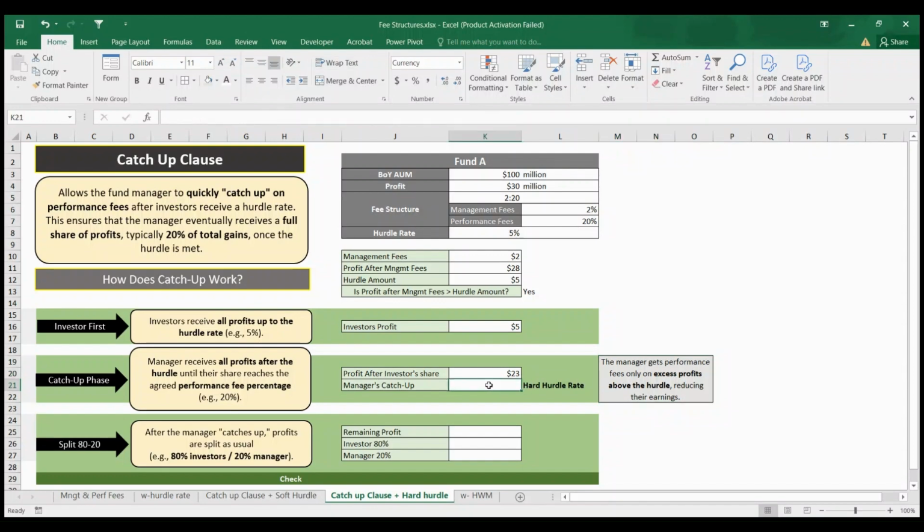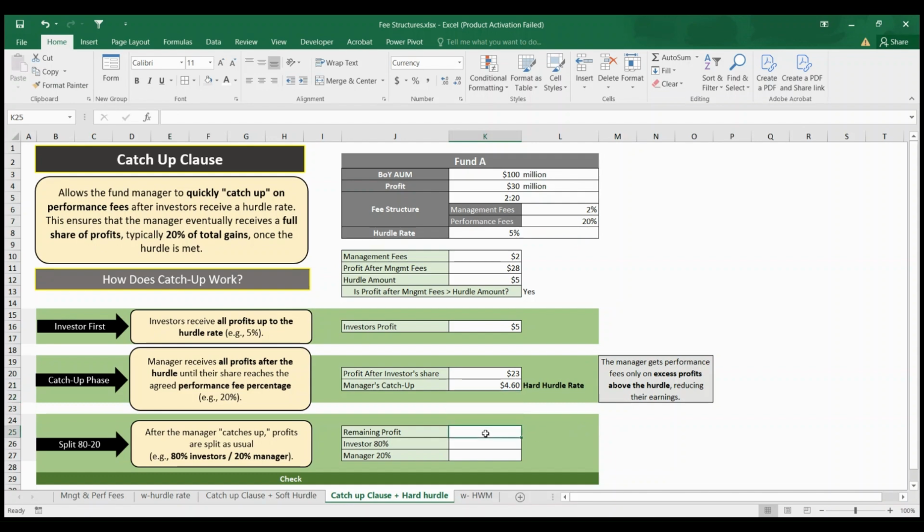So now we will be calculating the manager's catch-up not on 28 million like in the soft hurdle rate but on 23 million. So we will simply multiply 23 million into 20%, which is our performance fees rate, and we get our manager's catch-up as 4.6 million.